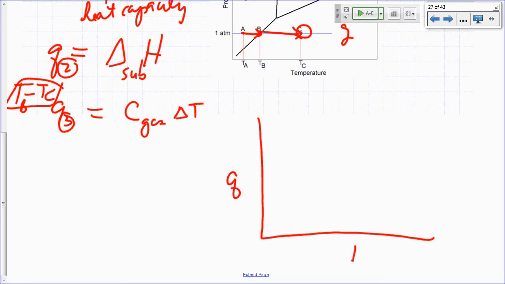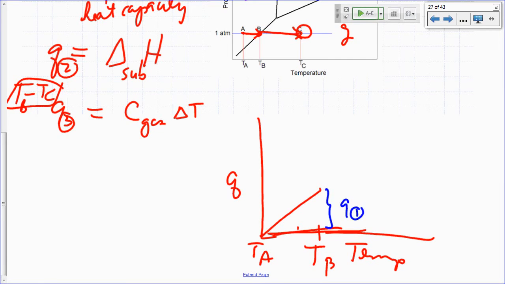What would Q versus T look like? Amount of heat versus temperature. I start off at T sub A. What will happen when I go to T sub B? The higher the temperature, the more heat I put in, the higher the temperature, right? What happens if I keep heating at temperature B? This difference right here is Q1.